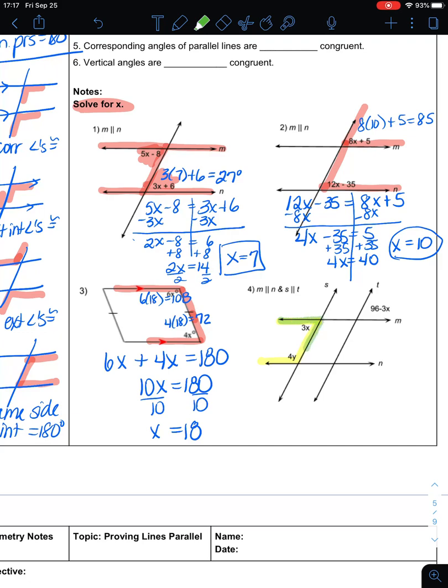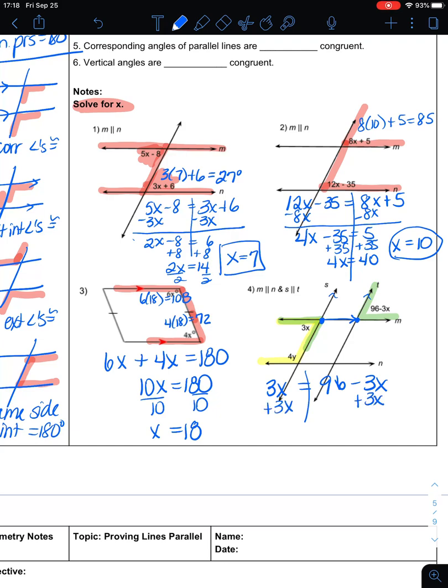Well, since S is parallel to T, I can also take this angle and this angle. Because those 2 lines are parallel, I know those are alternate exterior angles. So that means that 3x has to equal 96 minus 3x. So I went from this angle down here, I traveled down that transversal to that angle, and S was parallel to T, and so I was able to do that because I want to go from one parallel line to another. So from there, I need to solve it.